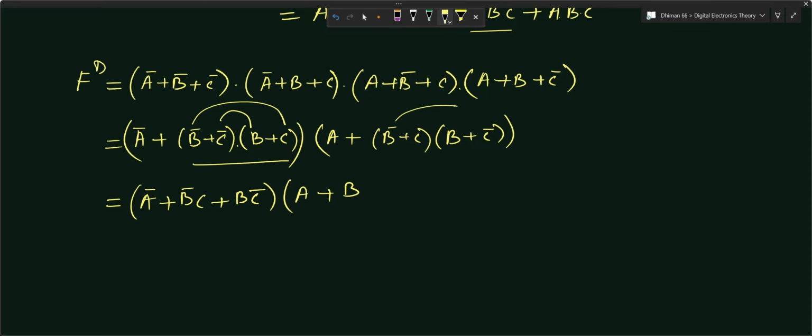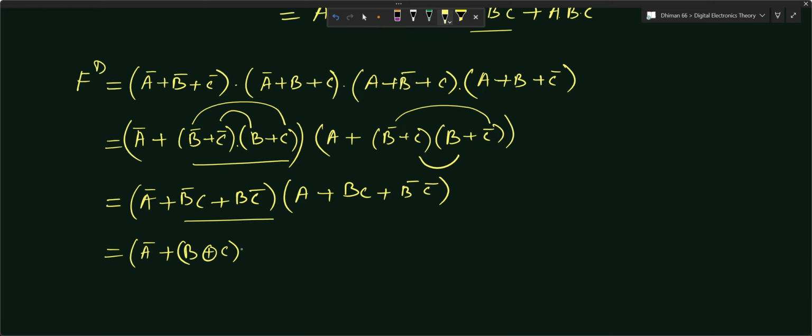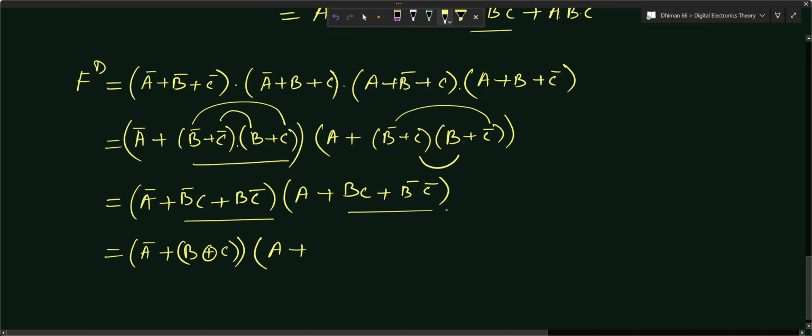So let me show you here, this will be multiplied and these two are multiplied. Okay, bc plus b bar c bar. Now here we can see this is the XOR operation between b and c. So here we can write a bar plus b XOR c. Okay, next we have a plus, this is the XNOR operation. So here we can write b XNOR c. Okay, up to here you are clear.